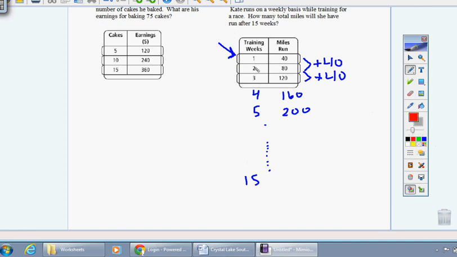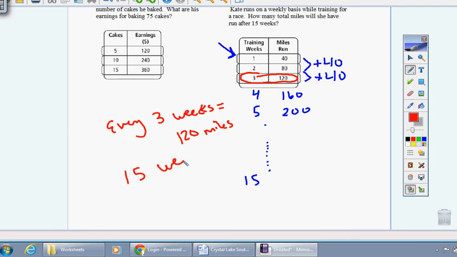Notice here that after 3 weeks of training, she runs 120 miles. So basically, every 3 weeks equals 120 miles. So, if she trains for 15 weeks, doesn't that mean she trains for 5 3-week segments? So if I want to find out how many miles she runs after 15 weeks, I could take 120 miles and multiply it by 15.